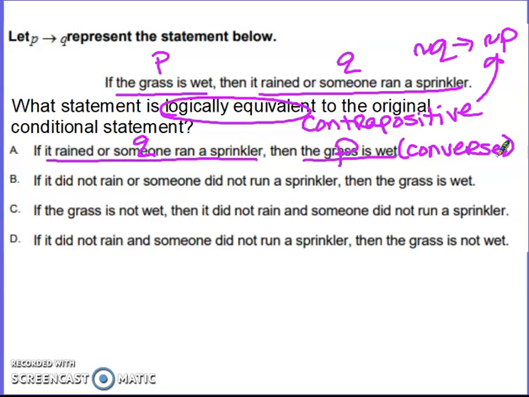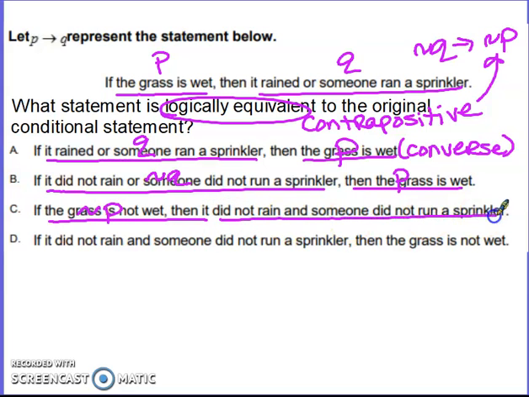If I look at B, it did not rain and someone did not run a sprinkler. That is negative Q. The grass is wet is P. I need both of them to be negative for the contrapositive. So now we have, if the grass is not wet, well, that's negative P, and then I have, someone did not run a sprinkler, that's negative Q. This is your inverse. So again, not the contrapositive.